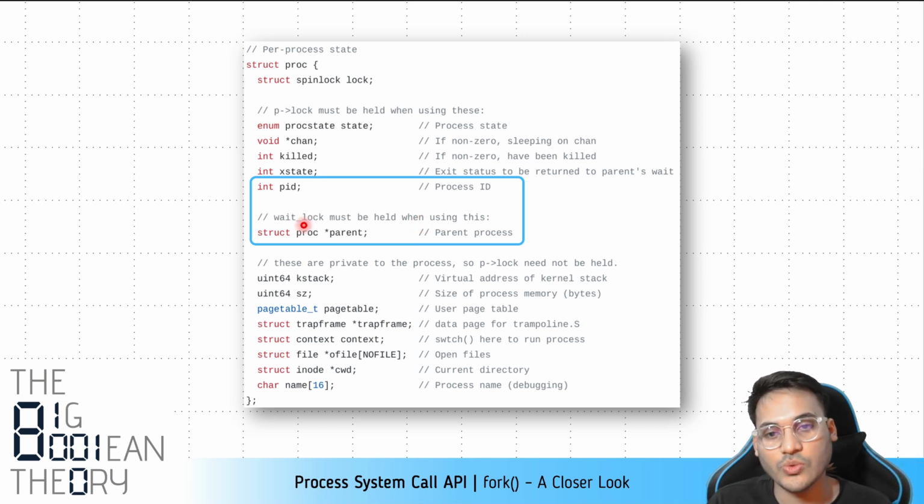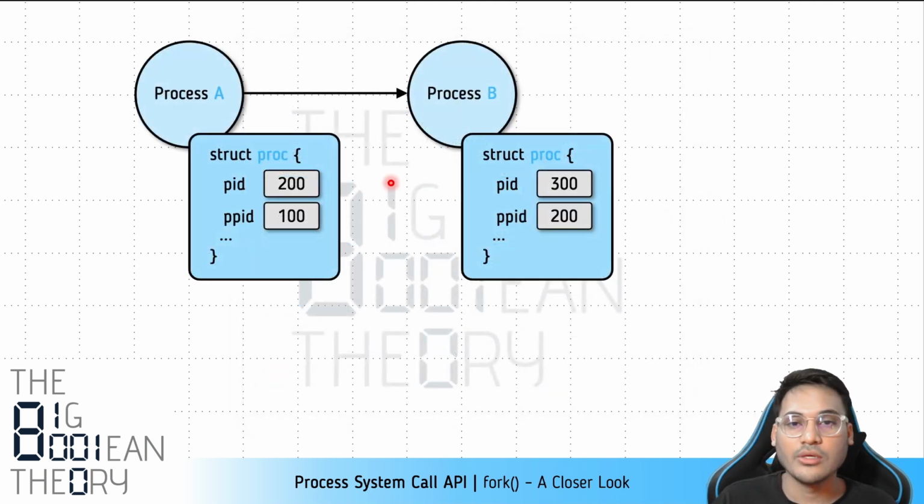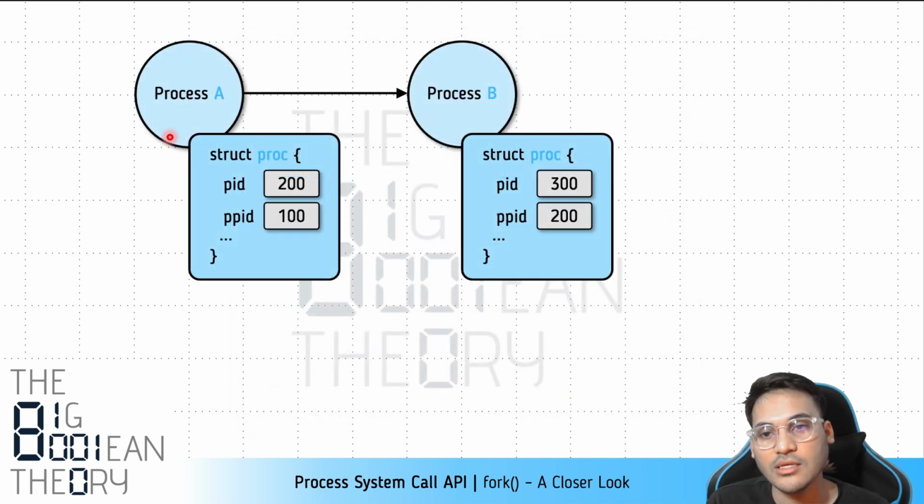This field will also be different in the parent and the child process, and you can understand why, right? For example, if process A invokes the fork system call and creates process B, let's say these are the process control blocks of A and B. In process A, let's say the process ID is 200, and let's assume that the process ID of the new process, that is process B, is 300, right?